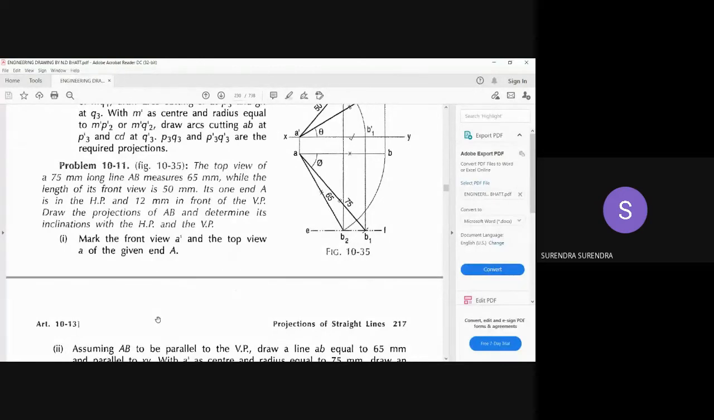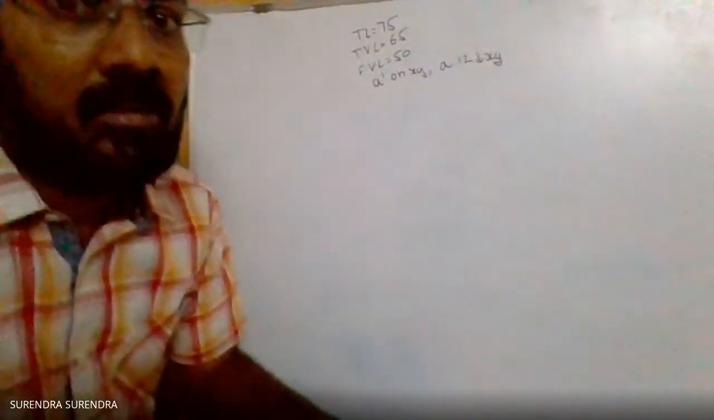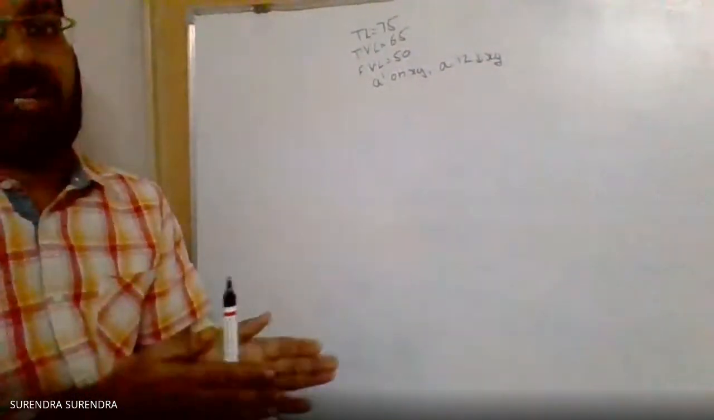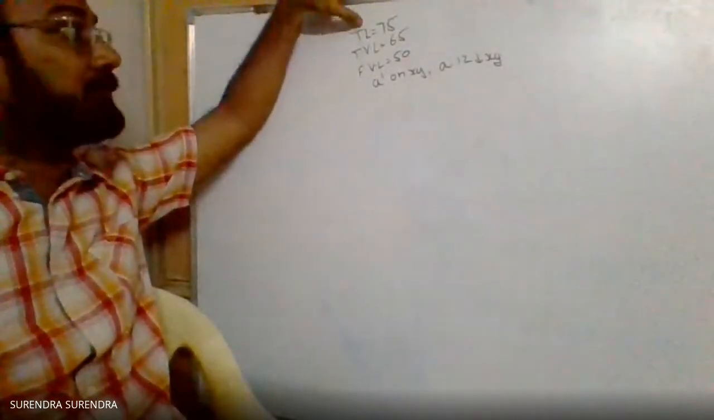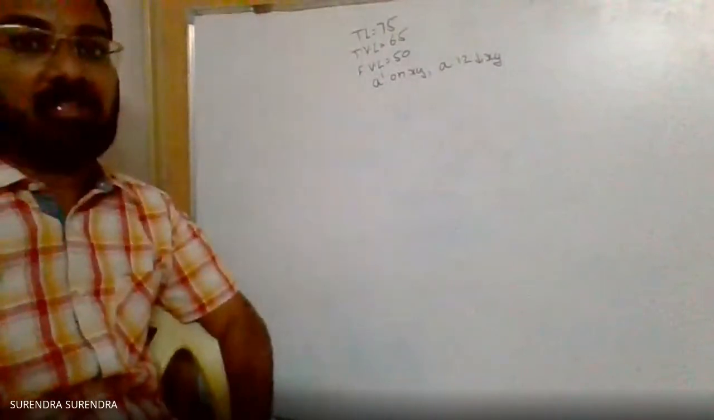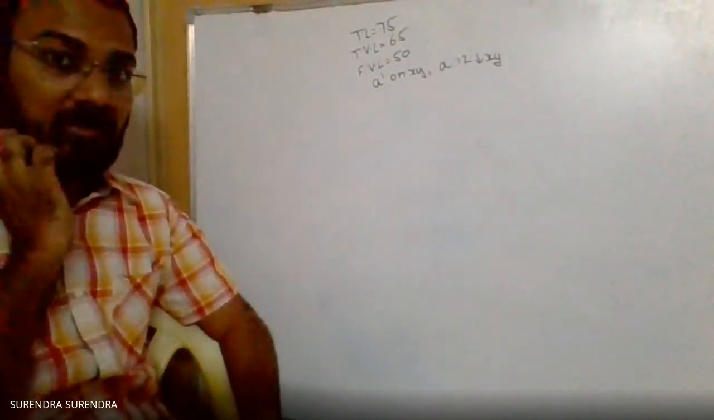Its one end A is in HP, means A dash on XY and 12 mm in front of VP, means point A 12 mm below XY line. Asking to draw the projections and identify the value of theta and phi, true inclinations with HP and VP. True length 75 mm, top view length, front view length are given. Just compare it with the figure from the previous problems.